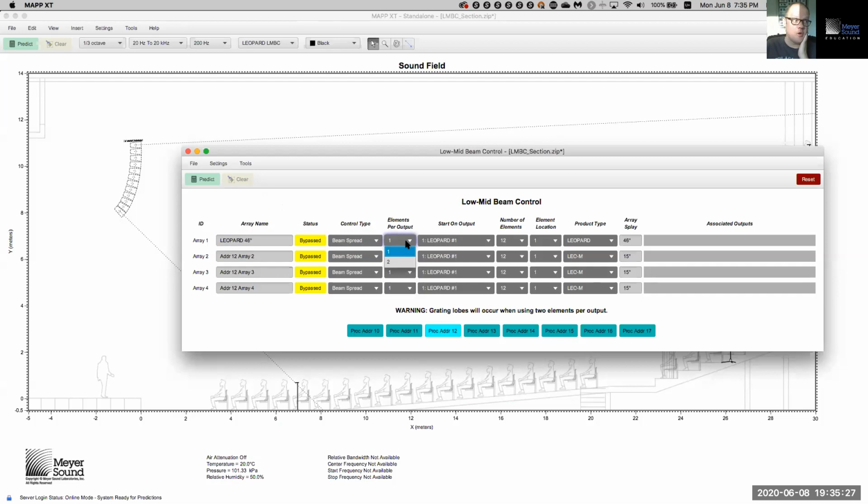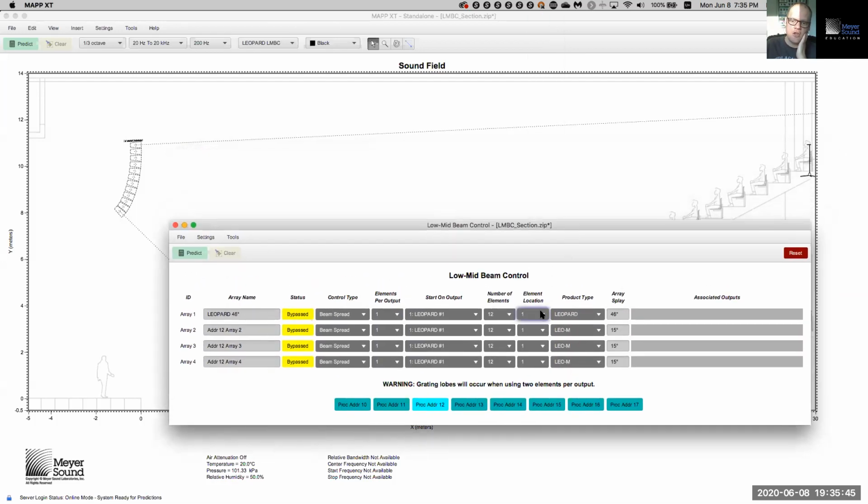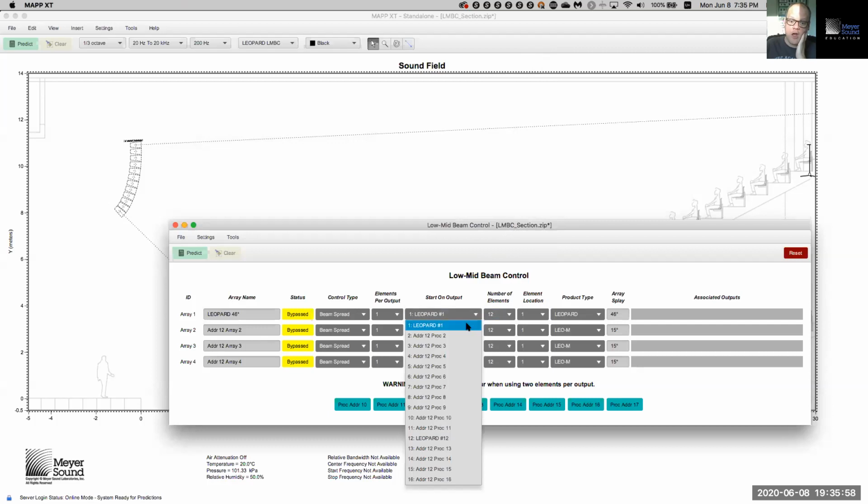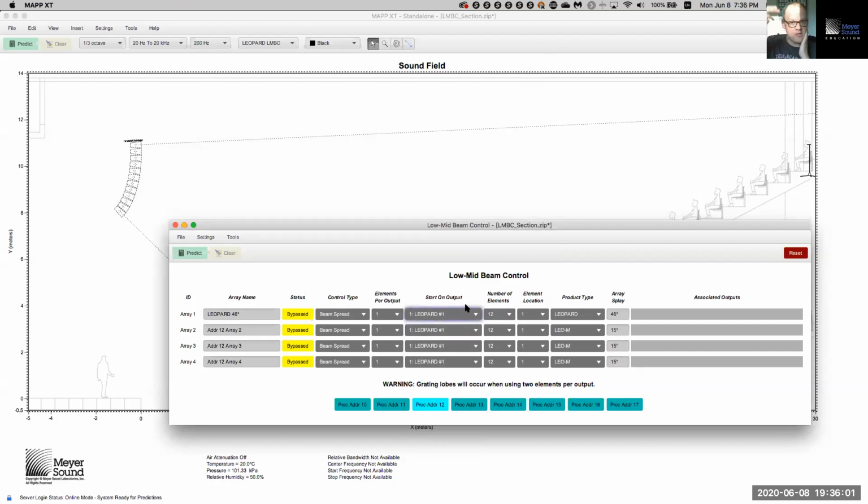Watch what happens if we were to do this with 2. Okay, I'm going to show you that in Compass. So let's keep this at 1 element per output. Then I need to instruct the low mid beam control dialog where the top element lives. Where does element number 1 live? The upper loudspeaker of my 12 speaker array, 12 number of elements. Number 1 is connected to output 1 of that Galaxy. Okay? And then it knows that 2, 3, 4, 5, 6, all the way to 12 live underneath it.